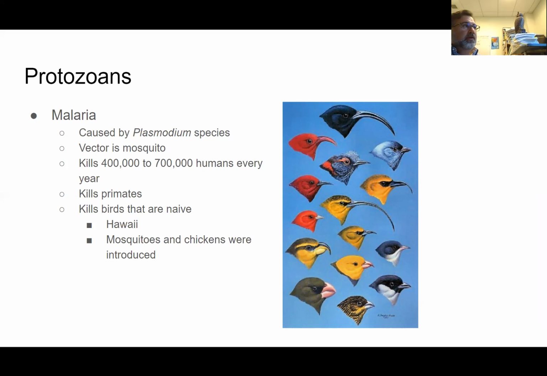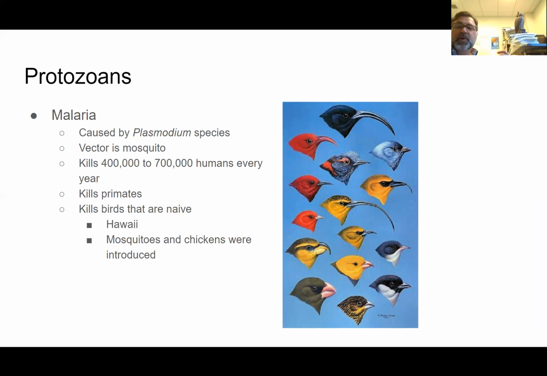So the malaria parasite is circulated within the blood. It also infects liver tissue, but when it's in the blood, it can be picked up by a mosquito and then transmitted somewhere else. In humans, Plasmodium falciparum kills between 400,000 and 700,000 humans every year. I should have underlined every year.